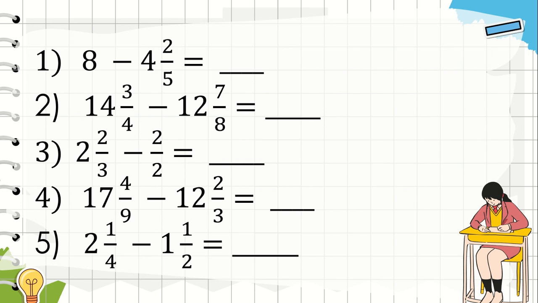Number 2, 14 and 3/4 minus 12 and 7/8. Number 3, 2 and 2/3 minus 2/2. Number 4, 17 and 4/9 minus 12 and 2/3. Number 5, 2 and 1/4 minus 1 and 1/2.